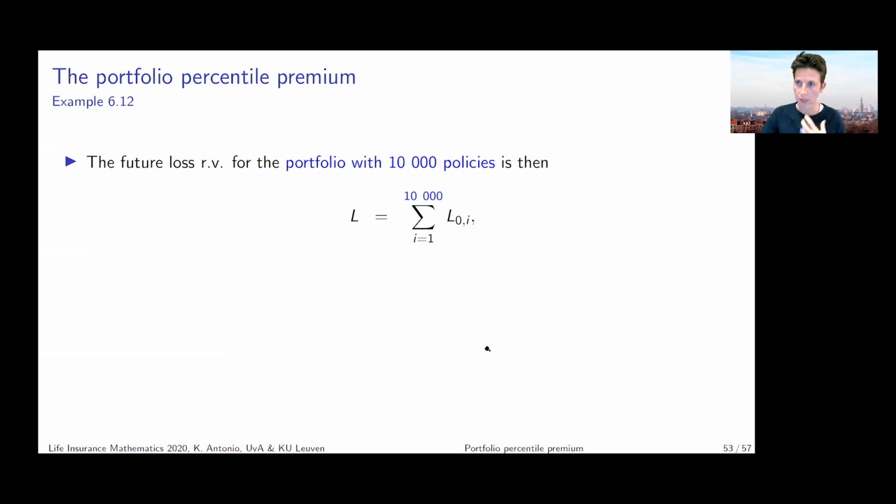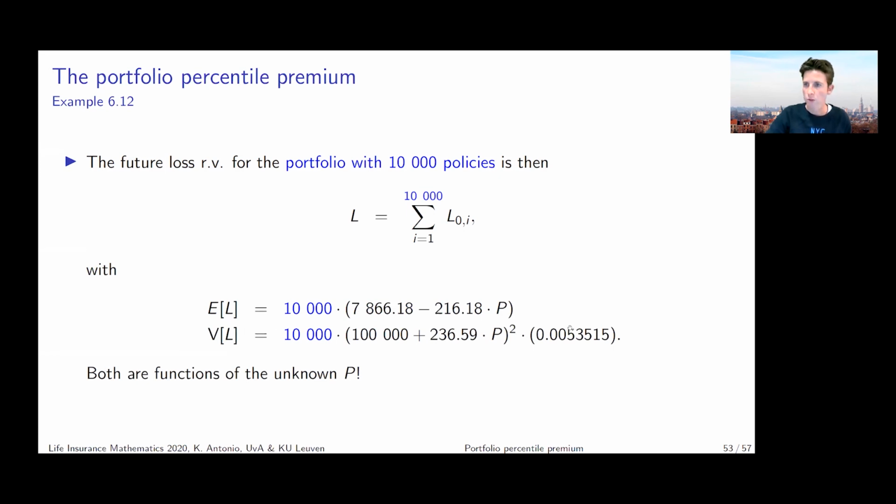And in that last step, I'm going to use my number of policies, the 10,000, and I'm going to say, what is now the total loss? That's the sum of all the individual loss random variables. So the expected value of L is 10,000 times the expected value of the individual loss random variable. And the variance can be expressed like this. So that's 10,000 times the variance of the individual loss random variable. So both are functions of the unknown P.